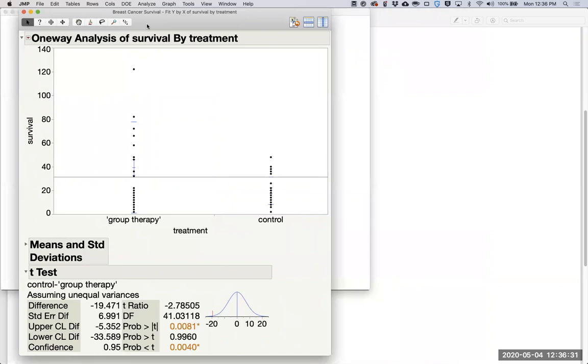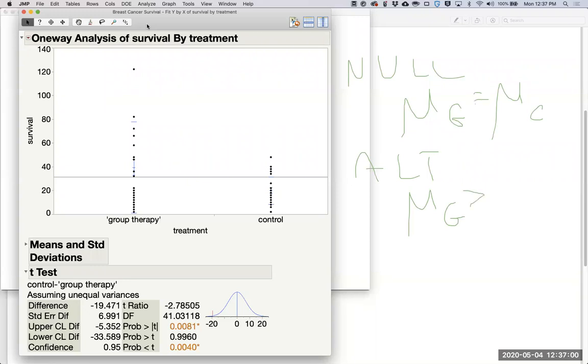I want to know, as my null hypothesis, that mu of the group therapy group equals mu for the control group. My alternative hypothesis is that mu for the group therapy group, instead of equaling mu for the control group, is going to be larger than mu for the control group. Okay. So for whatever reason, our software has chosen to go with control minus group therapy as its way of describing things.